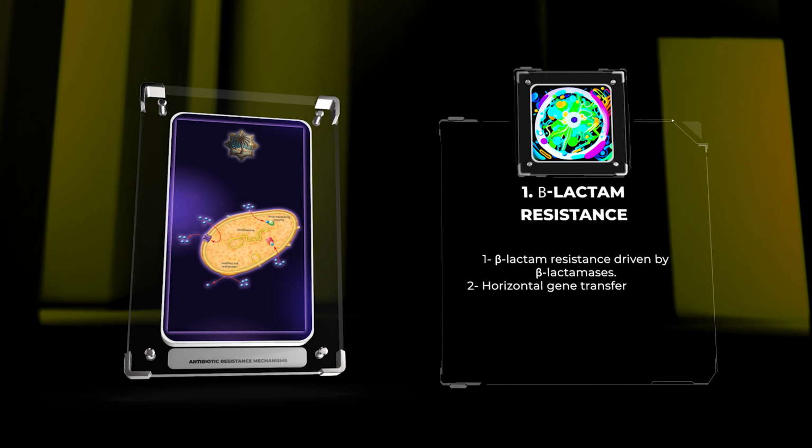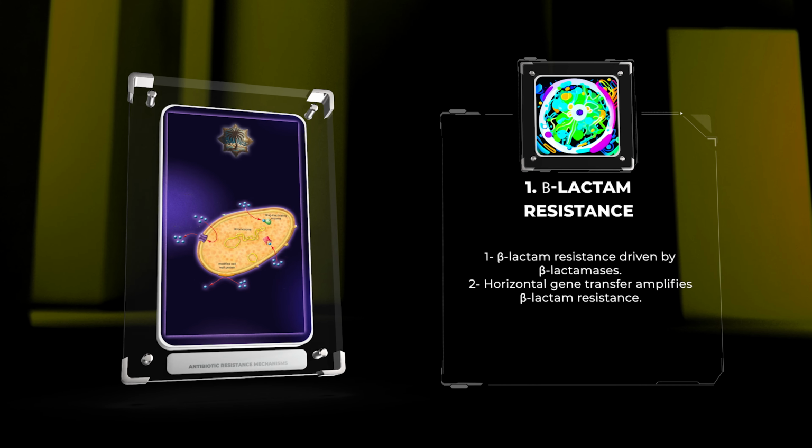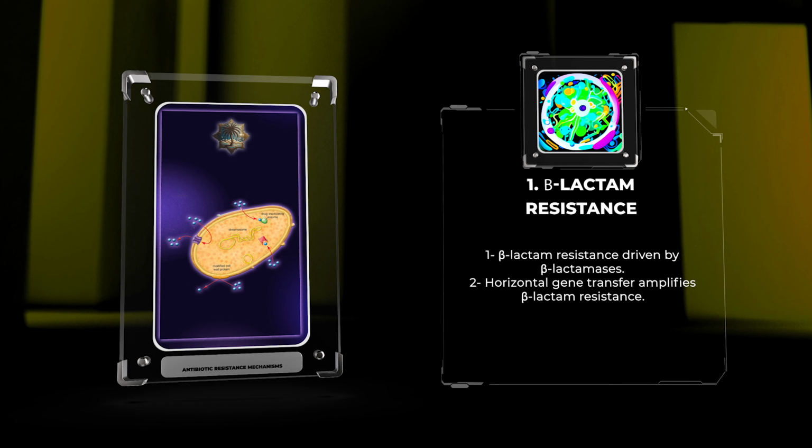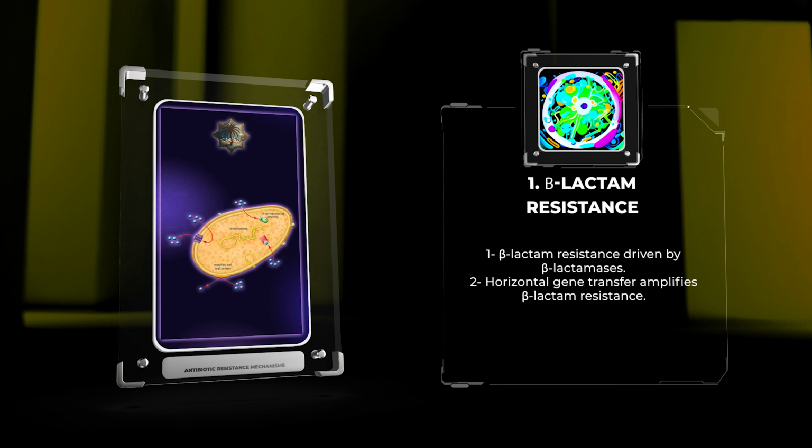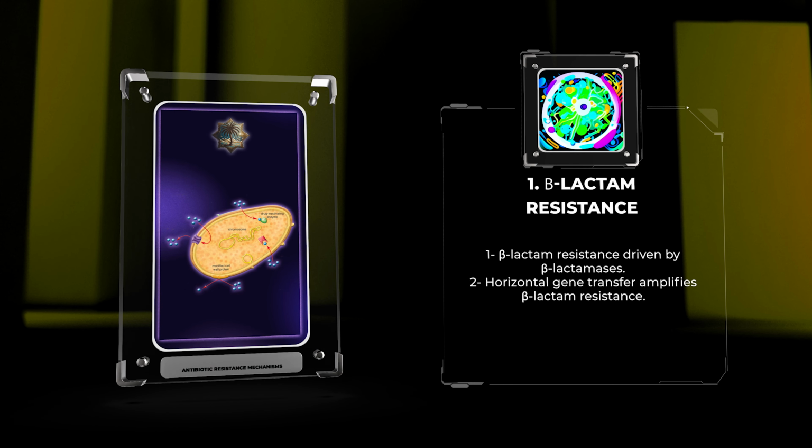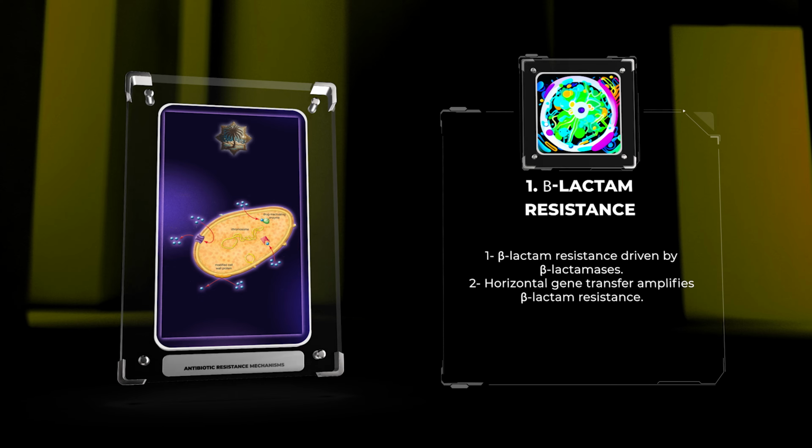In summary, the emergence of beta-lactam resistance is driven by the production of beta-lactamases, enzymes that modify or degrade beta-lactam antibiotics. This resistance can be further amplified through horizontal gene transfer.